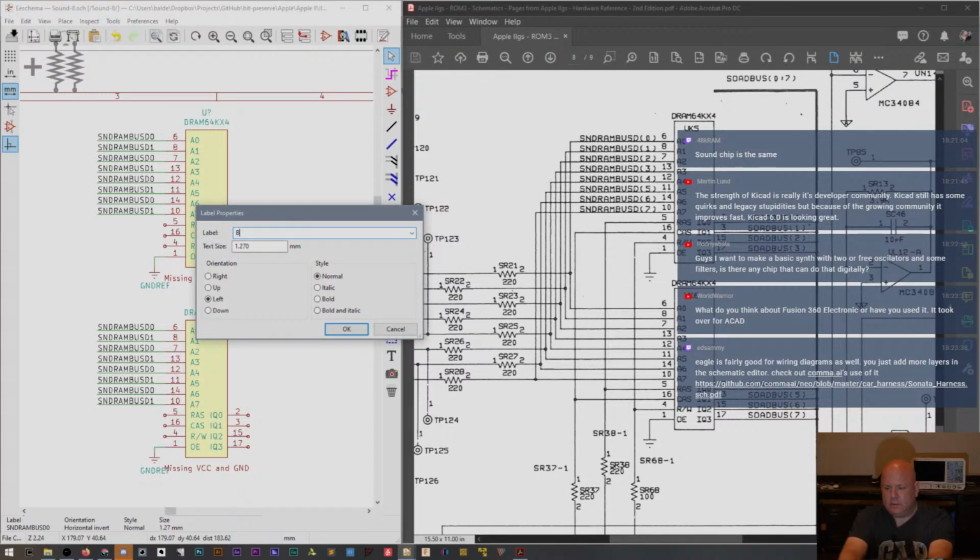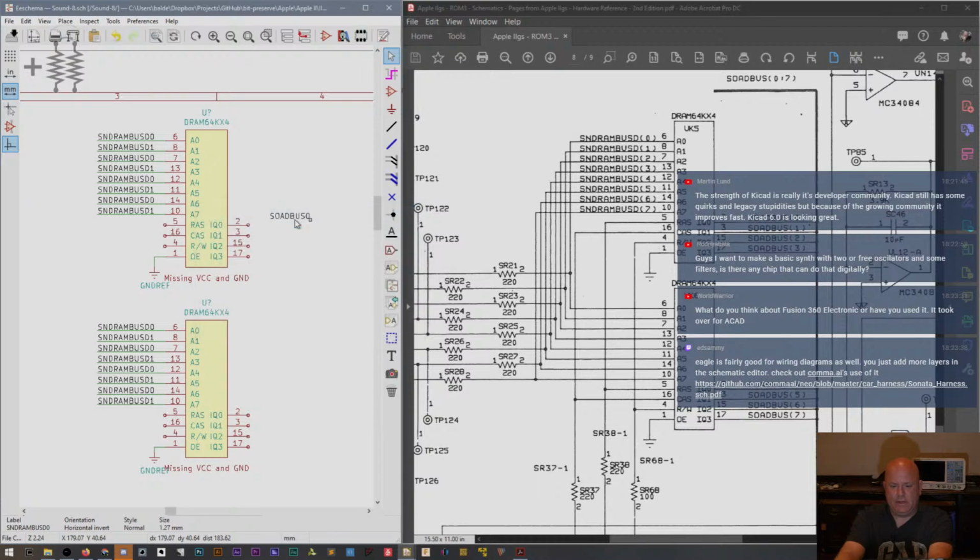So, all right, this looks like SOAD. Oh, I guess sound address bus. So that's probably what that means. So let's do this. What just happened? Did I copy it by accident? Looks like I did.